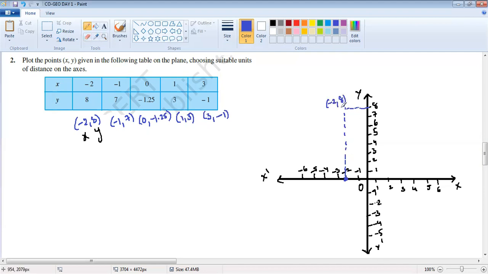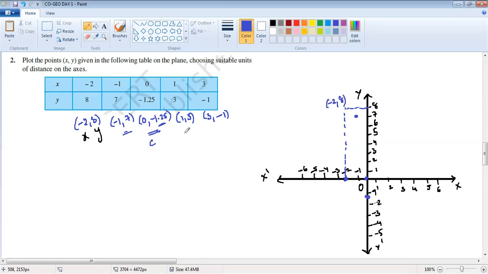If you draw the perpendicular lines until you are confident, that will be better. If you are comfortable, there is no need to draw these dotted lines at all. Then (-1, 7). Then (0, -1.25): you are supposed to go down from 0 to -1.25. It is more than -1 and less than -2, so it is close to -1.25. This is the point.